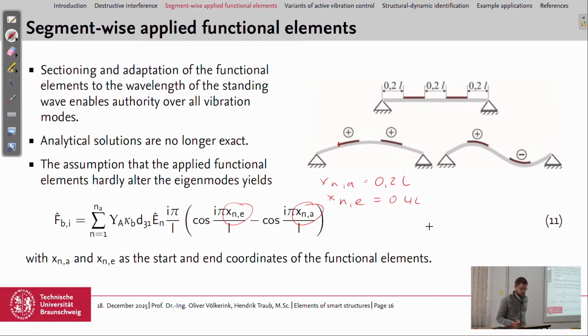And with this, we can have at least authority over the first 2 eigenmodes. If we look at this, we can, with a, let's say, positive sign of the voltage, control this eigenmode, and with a different sign, we can control the second eigenmode. However, the analytical solution is no longer exact, and we neglect the influence of the surface actuators itself on the vibration behavior of the structure.